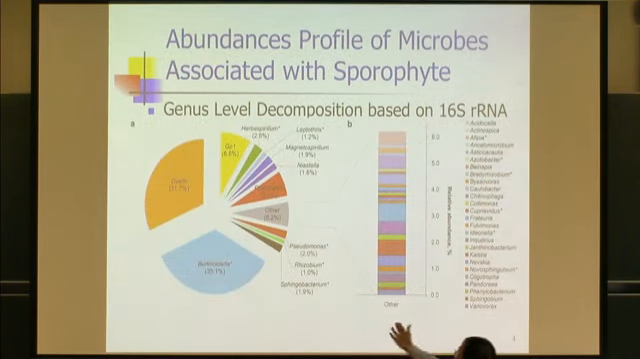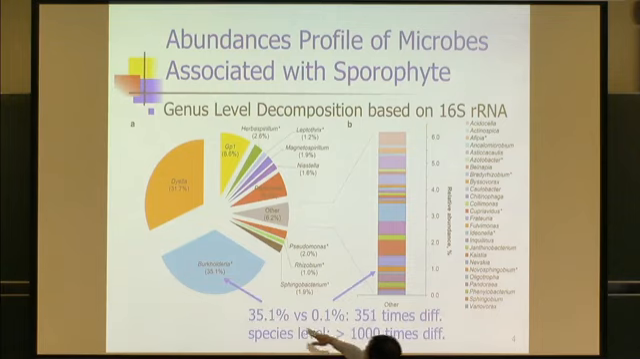So this is an example of the microbes, the abundancy profile of the microbes. This pie chart represents the genus level decomposition based on 16S RNA. Some of the microbes, I hope I can work. Did you see it? No. Not working. No battery probably.